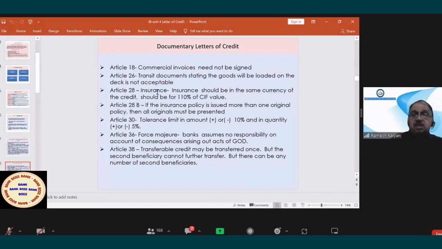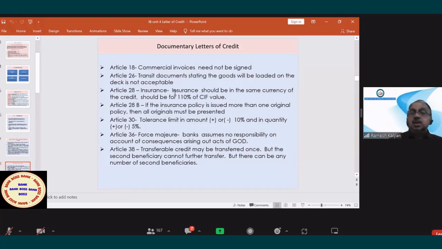28 questions can ask. Insurance. 3 conditions are there in insurance. Number 1, insurance should be in the same currency. If the credit is in dollar, you cannot take the insurance in yen. It should be also in the dollar. But if the LC is permitting, then you can permit. If the LC says the insurance can be in Japanese yen, then you can take it. Unless it is mentioned, we have to stick to the same thing.